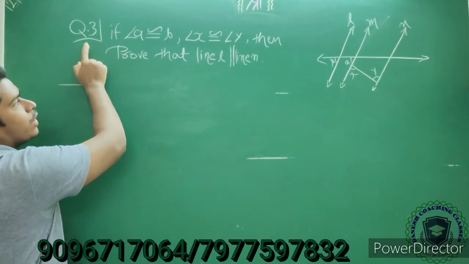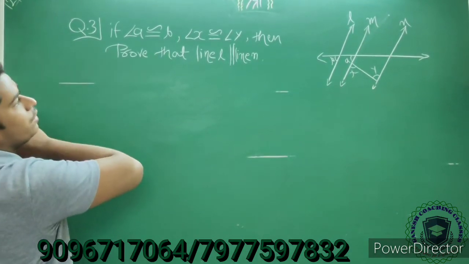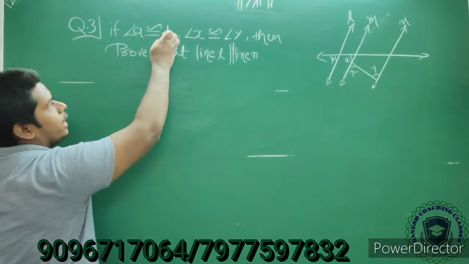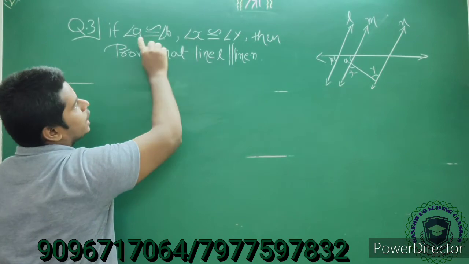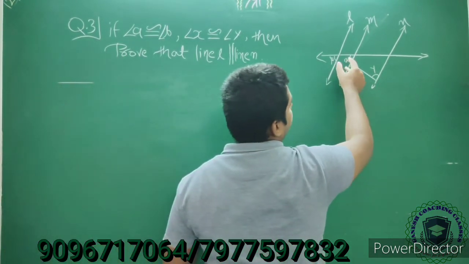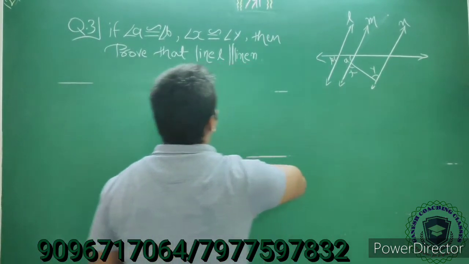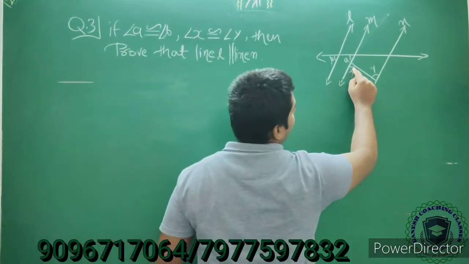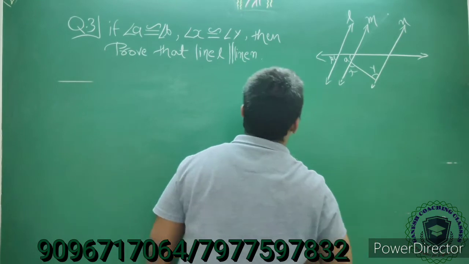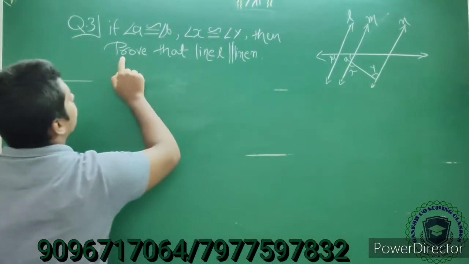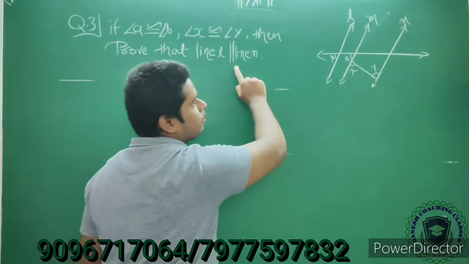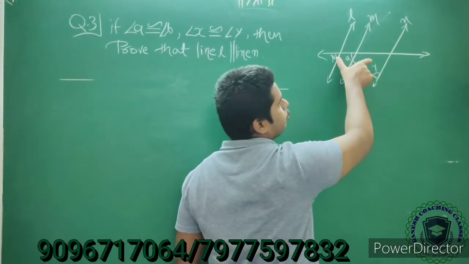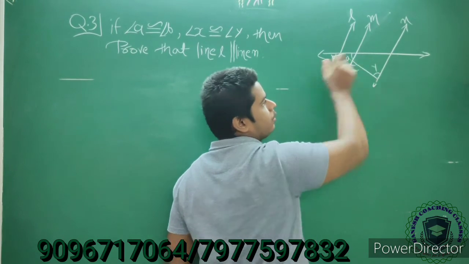Now we have to start question 3. Let's read what is given here. In figure A, angle A is congruent to angle B, which means these two angles are congruent to each other. And after that, angle X is congruent to angle Y, which means these two angles are congruent to each other. Now prove that line L is parallel to line M. Line L is this and line M is this.